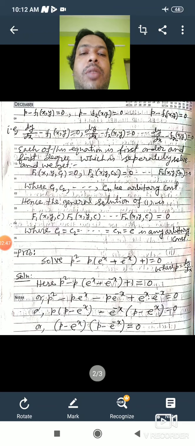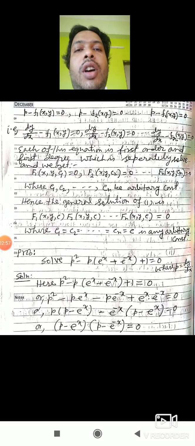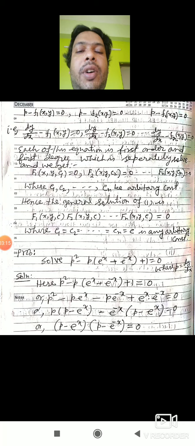Hence the general solution of 1 is F1(x,y,c) into F2(x,y,c) into ... Fn(x,y,c) equal to 0, where c1 equal to c2 equal to ... equal to cn equal to c is an arbitrary constant. Now take a problem. Solve the equation p square minus p into (e to the power x plus e to the power minus x) plus 1 equal to 0, where p equals dy/dx.